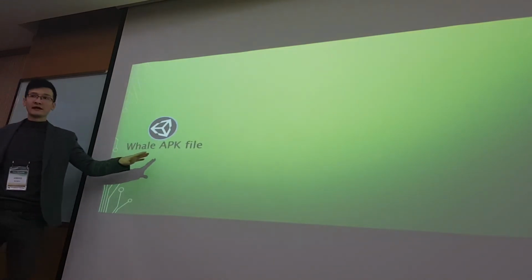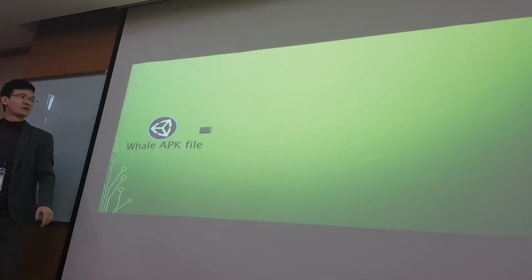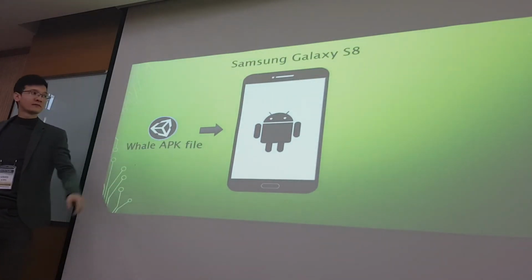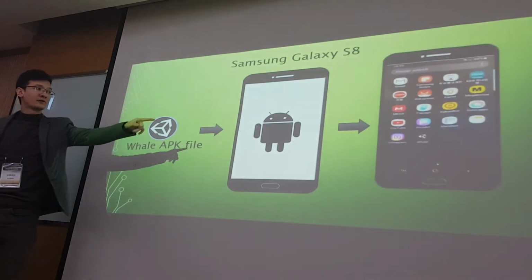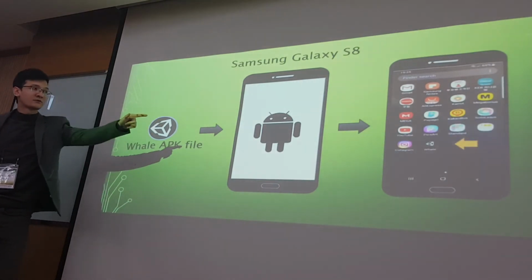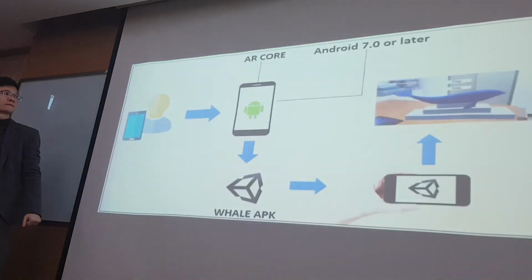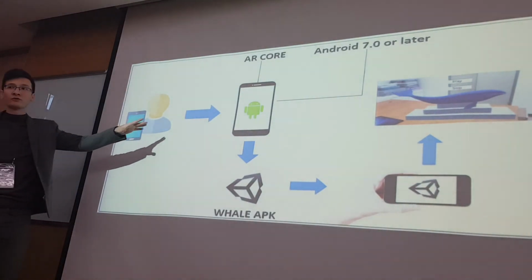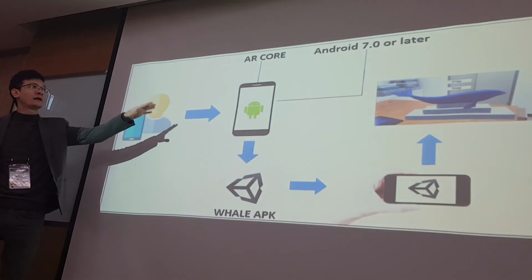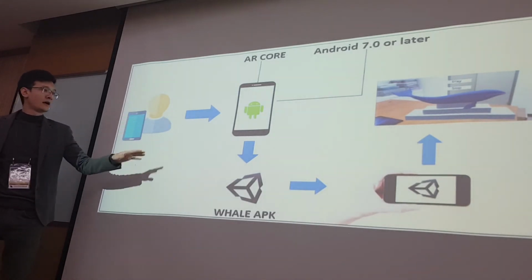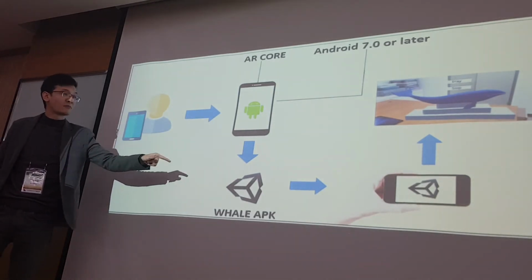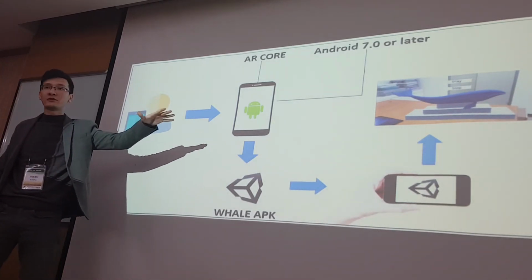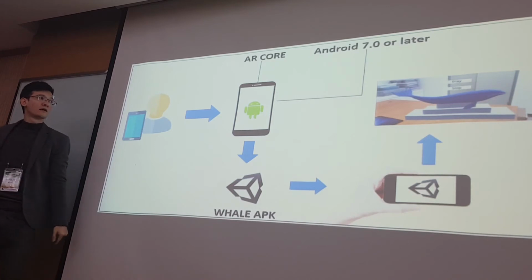Then this is our ready application of Whale. We installed it onto a Samsung Galaxy S8 device. Now here you can see how it looks on the screen. This is the working process of our application. The user takes the phone. The phone must have AR Core and Android 7 or later version. When the user starts the application, the user can put the whale on any surface and communicate with it.